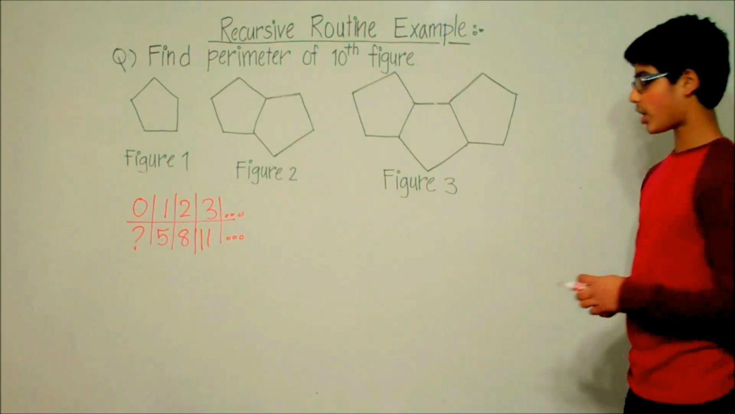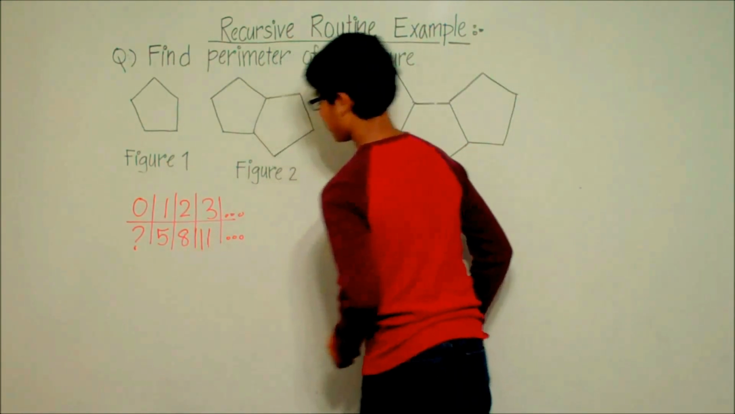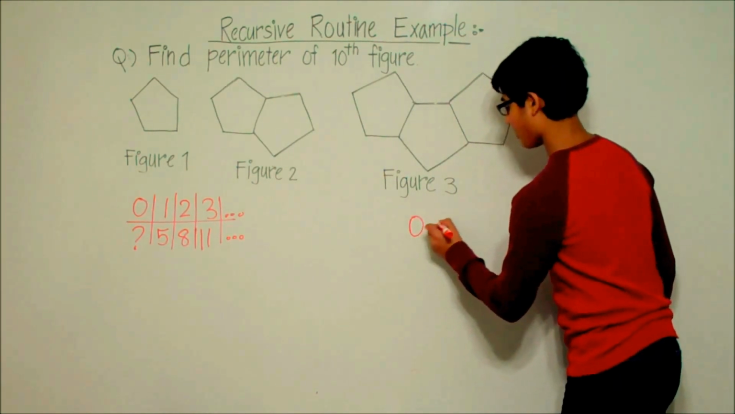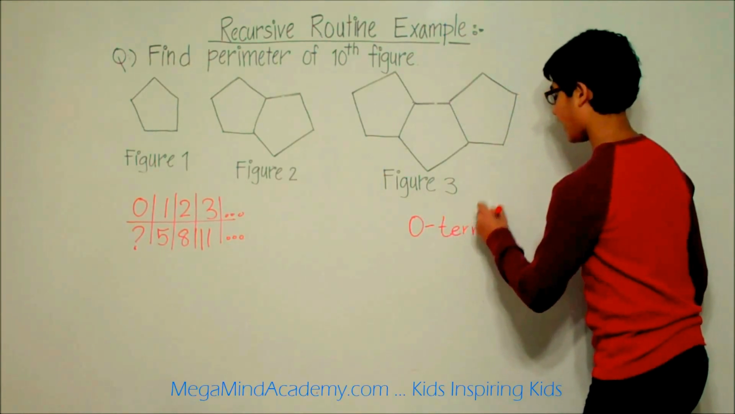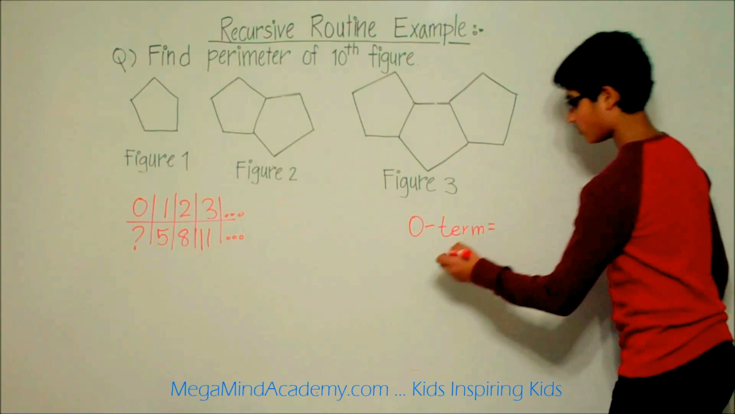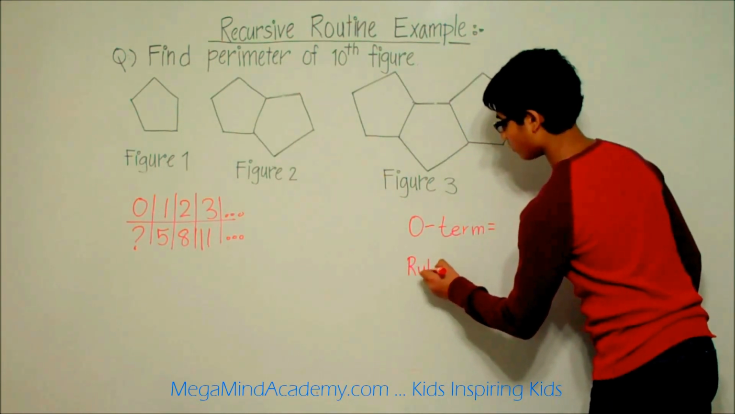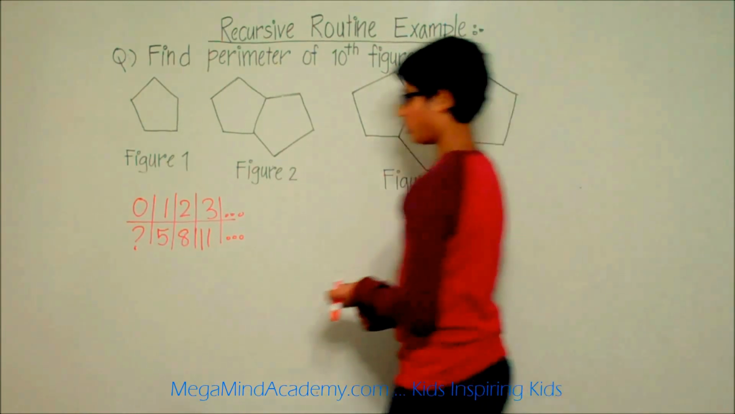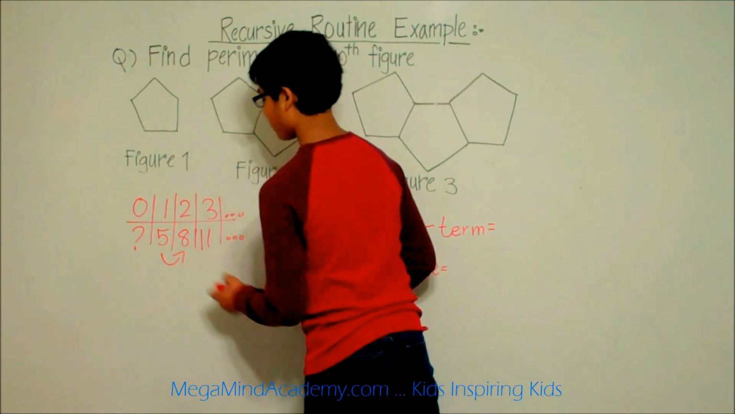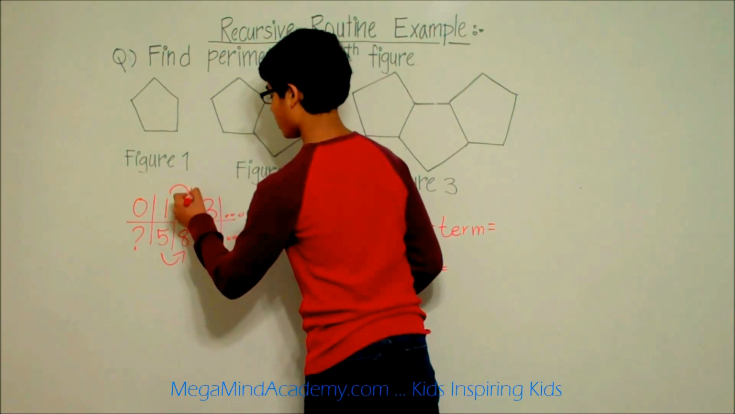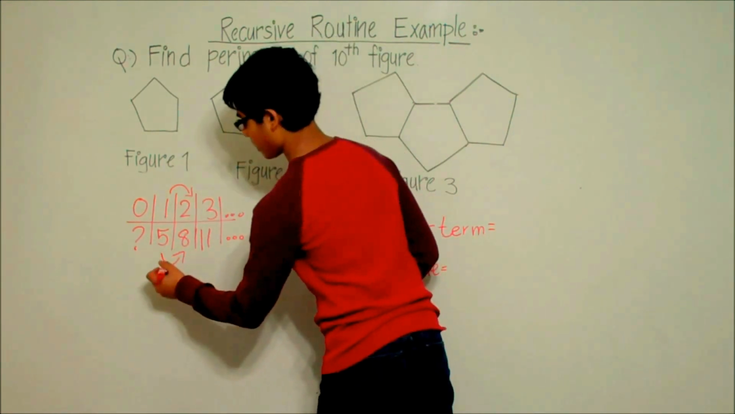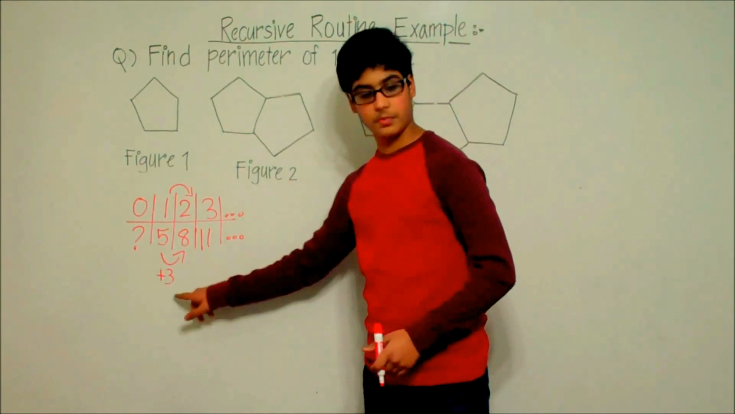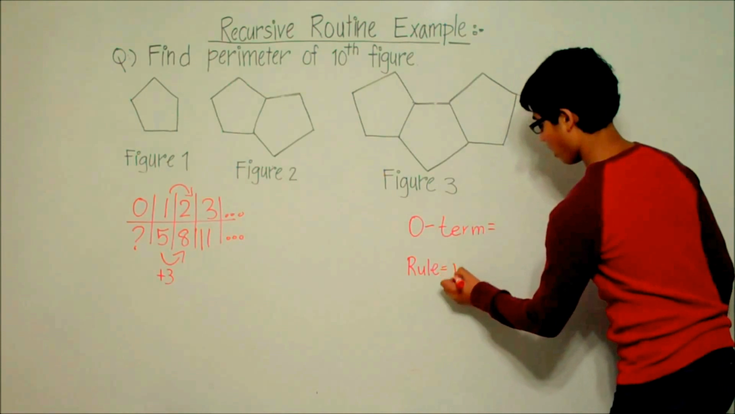Now let's find the recursive routine for this recursive sequence. We know that the recursive routine consists of the zero term and the rule. So let's first find the rule. The rule is the change in the perimeter for one change in the term. From 1 to 2, how much did the perimeter change by? The perimeter changed from 5 to 8, which is plus 3. So the rule is plus 3.